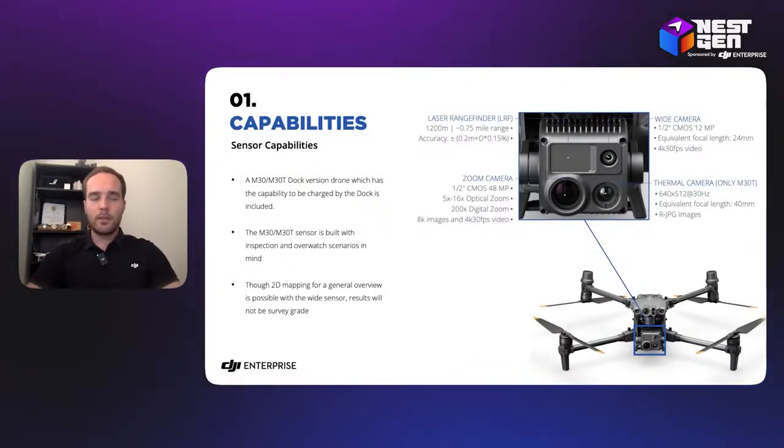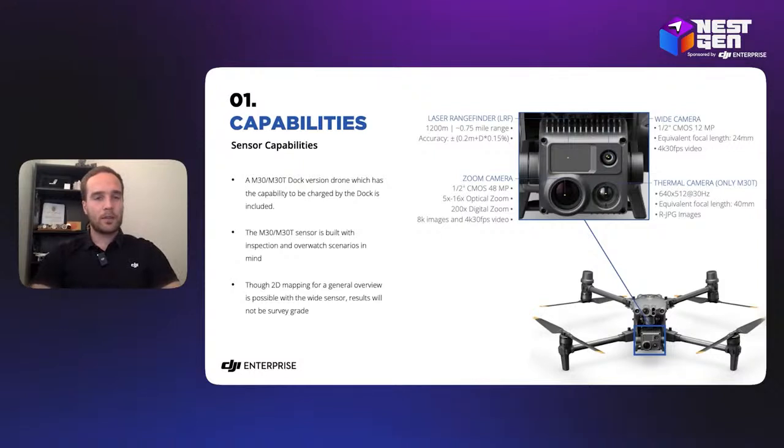So though 2D mapping is possible with the wide camera for a general overview, results will not be survey grade or comparable to something like the Mavic 3 Enterprise with the RTK module or M300 and P1. As you can see, the sensor is much smaller. It is also an electronic rolling shutter.